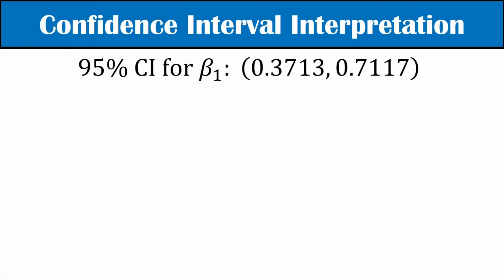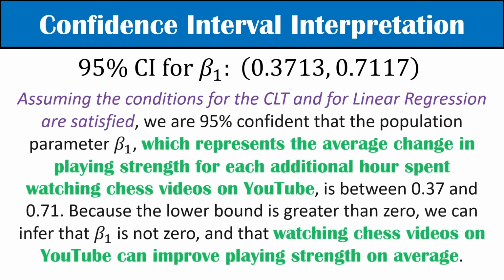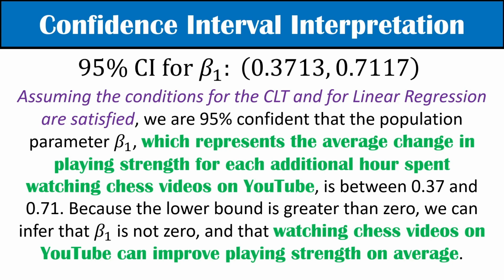Okay, how do we interpret this interval? I'm just going to give you the interpretation. This time we'll probably talk more about sort of a formulaic way of coming up with the explanation. But here, I'm going to start by saying, assuming the conditions for the central limit theorem and for linear regression are satisfied. I need to include both the central limit theorem and the conditions for linear regression, because the conditions for linear regression must be satisfied, but also the conditions for the central limit theorem must be satisfied so that we can use a t-distribution.